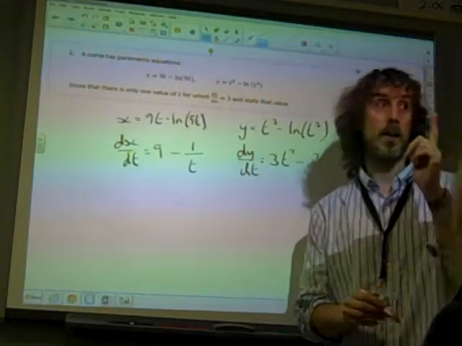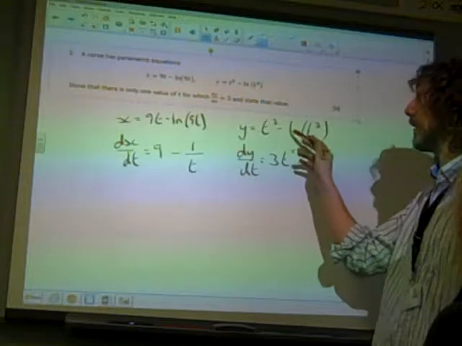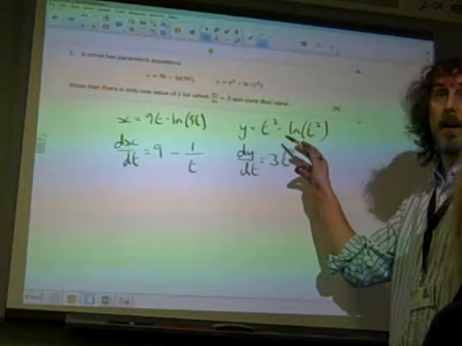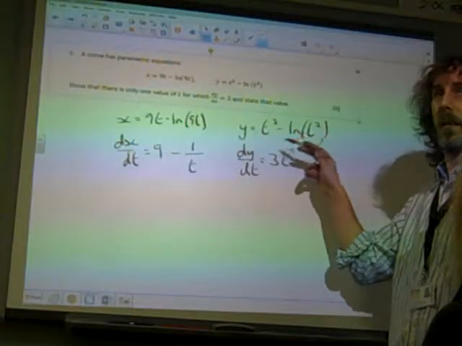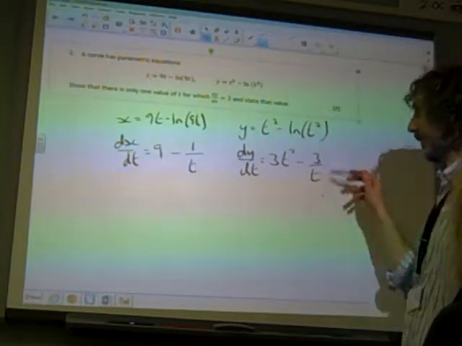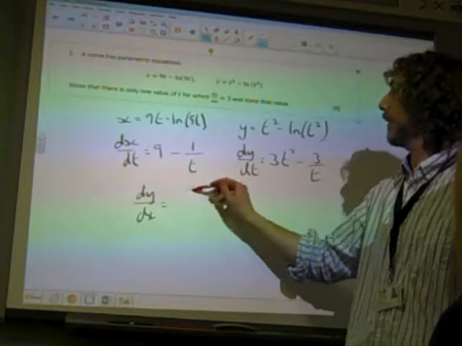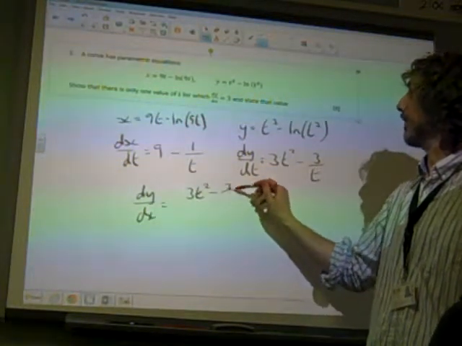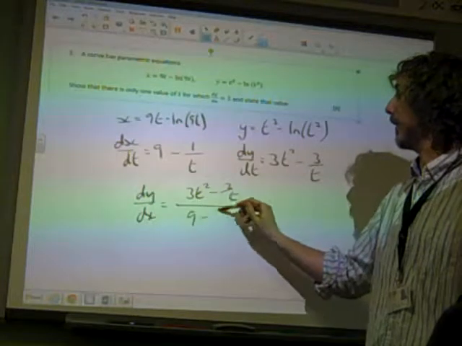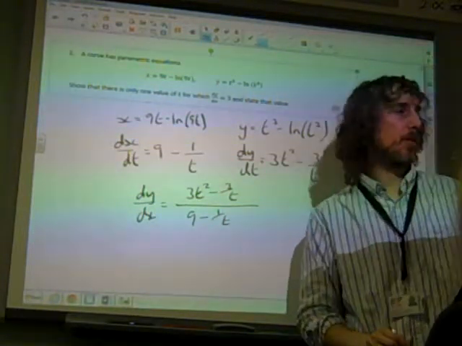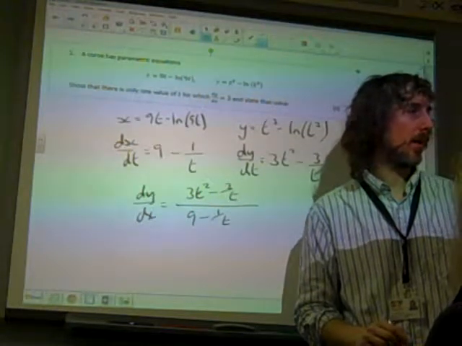Or you could think to yourself, this is just the same as 3 ln t, because the 3 comes down to the front. And if you differentiate 3 ln t, it's 3 times the derivative of ln t, which is 1 over t. So anyway, it's that. So dy by dx is 3t squared minus 3 over t, over 9 minus 1 over t. We could spend a long time trying to tidy that up.